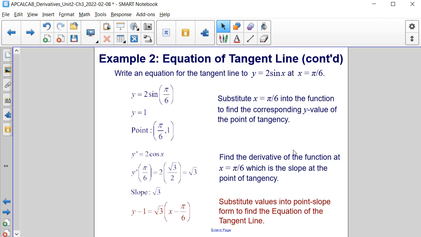The final step is to substitute the values of x, y, and m into the point-slope form in order to find the equation of the tangent line. So we have y minus our y coordinate of 1 is equal to the slope, the square root of 3, times the quantity x minus our x coordinate pi over 6.